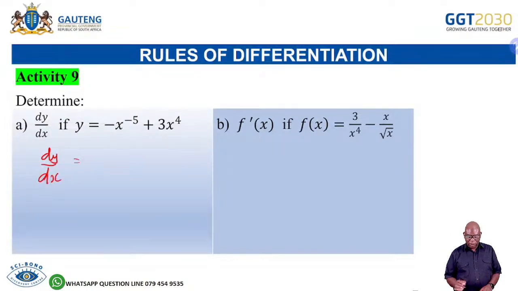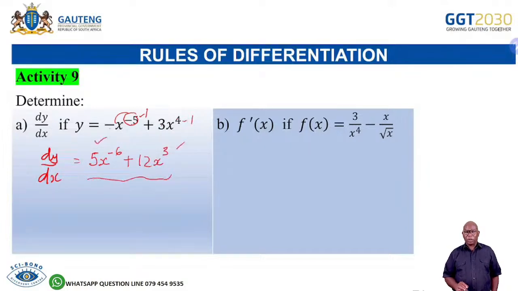No need to simplify anything here, because I can quickly say minus 5 times this, it's going to be a positive 5. If I subtract 1 here, I'm going to get a negative 6. So already I've derived that one. Minus 5 times negative 1 will give us a positive 5. Subtract 1 there, you get negative 6. 4 times 3, it's 12. So it's going to be a plus 12x. Subtract 1 there, you're going to get a 3. So my final answer is that. So that's a simple 2 marks on this question.